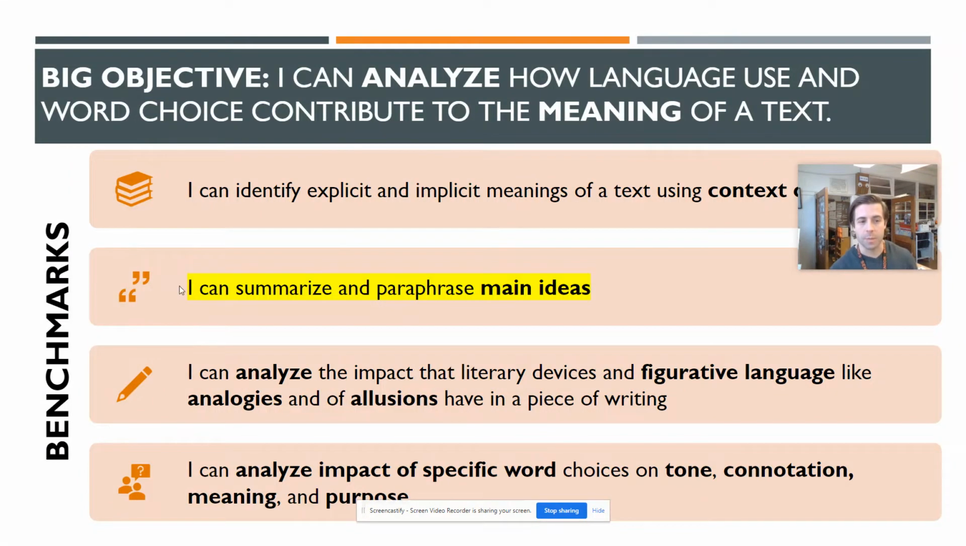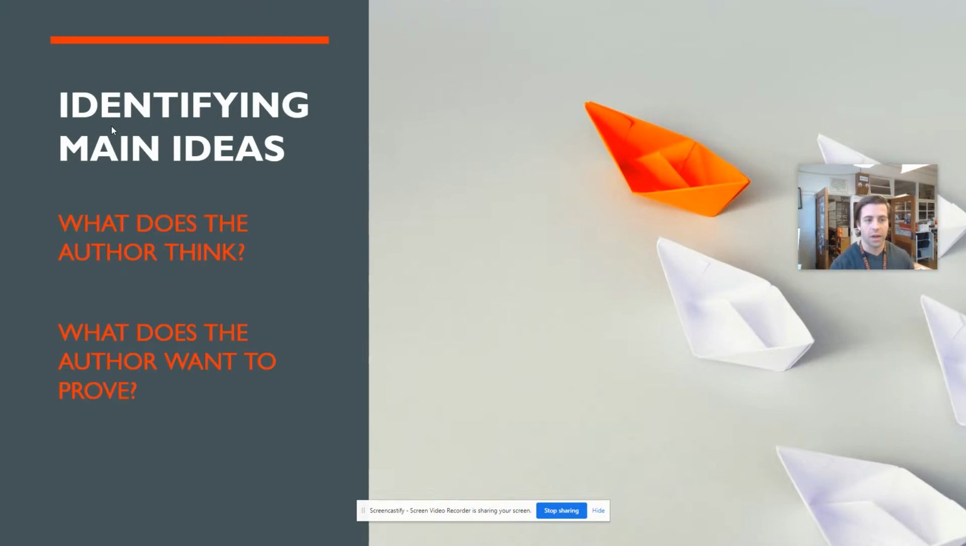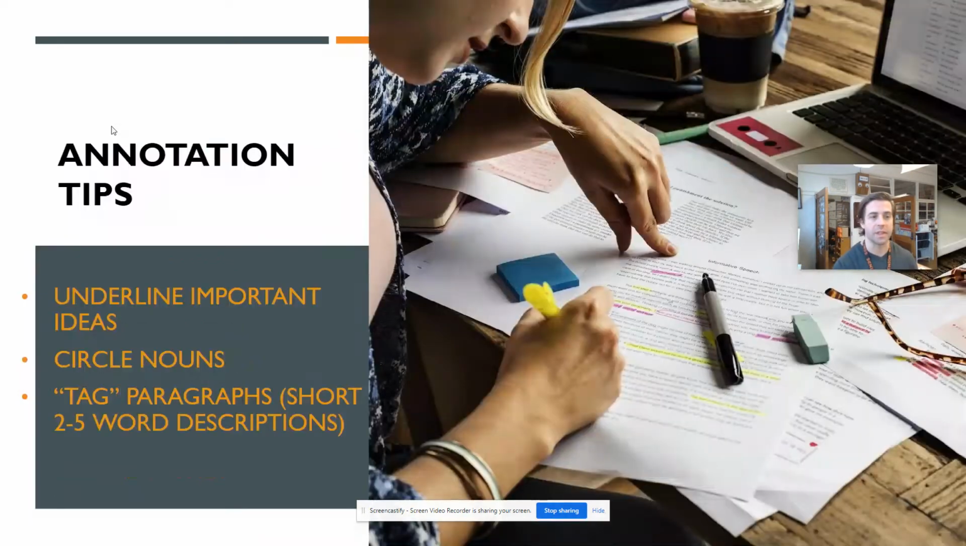So this is the specific idea that we're working on, our learning goal for today, to help us work on our big objective, to analyze how language use and word choice contribute to the meaning of a text. So with identifying main ideas, we're really looking at what does the author think, what does the author want to prove, and how do they support their ideas. That's what's going to help us get to the idea of main idea and purpose in the text.